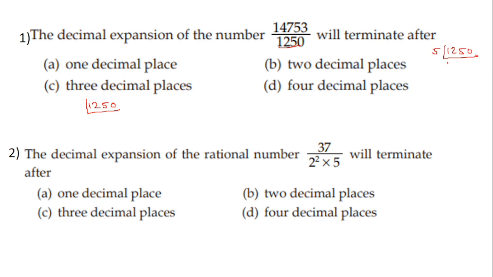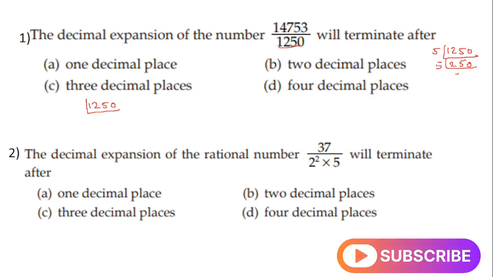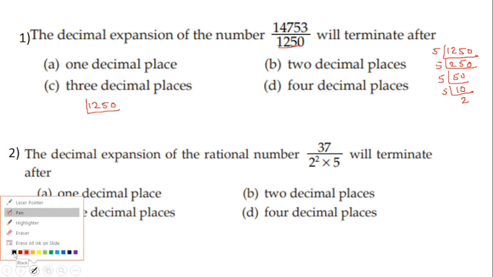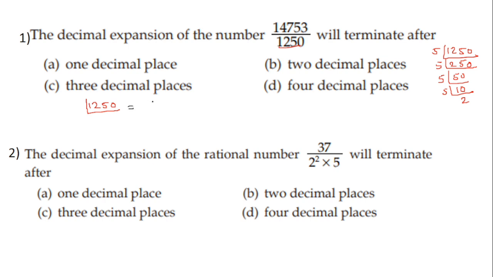So 5 table, you can take 2 times 5 times 250 times. Again 5 table, 50 times. Again 5 table, 10 times. Again 5 table, 2 times. So we have four 5s and one 2. So this can be written as 5 power 4 into 2 power 1.